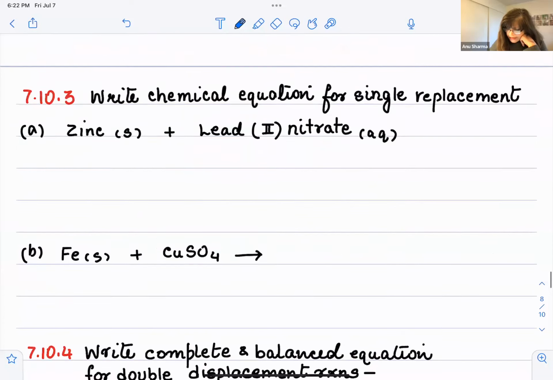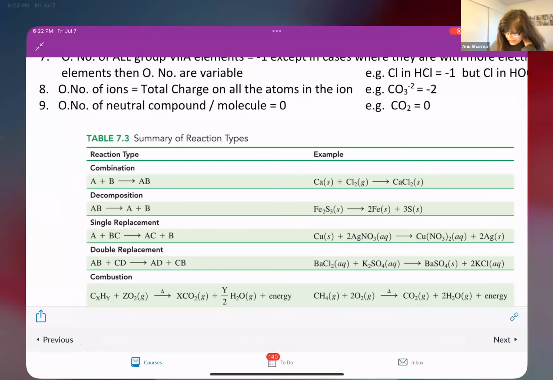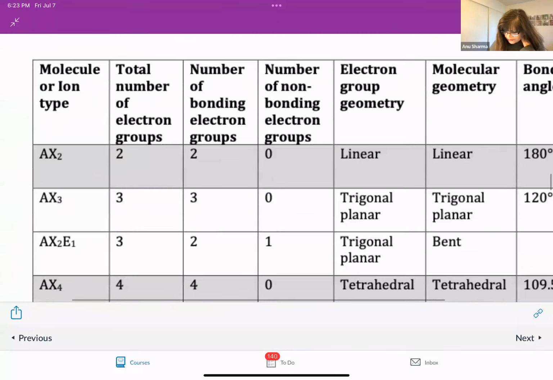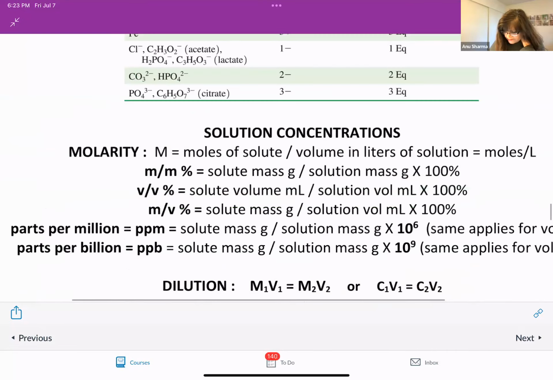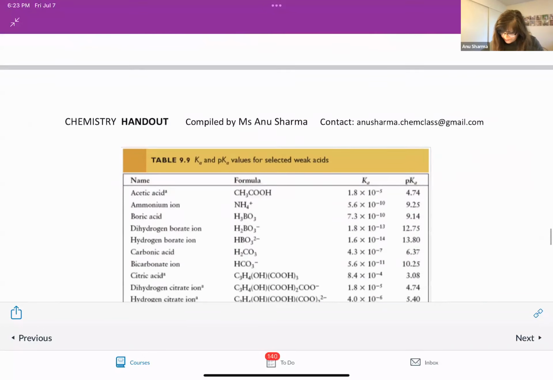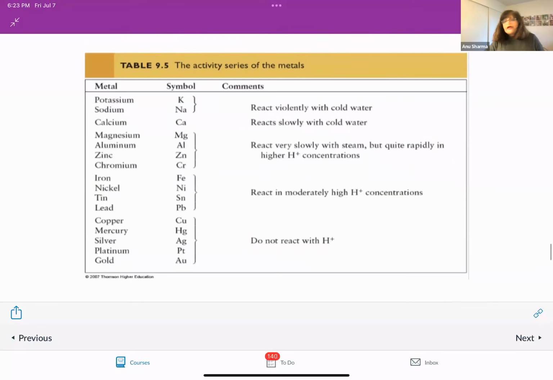Now write the chemical equation for a single replacement reaction. For a single replacement reaction, we use the activity series in your handout. One second, I'm trying to look for it. Right here, okay, that's the activity series, and we discussed this in the lecture. The elements on the top are going to displace the elements at the bottom from their bonded state. That's one piece.